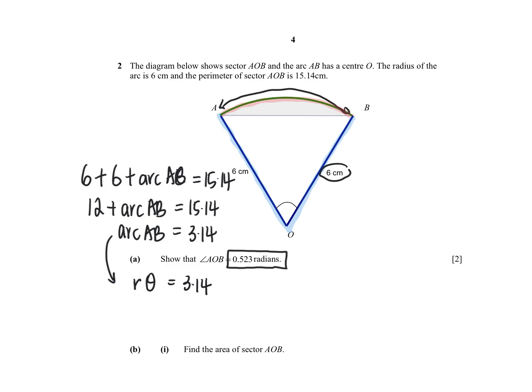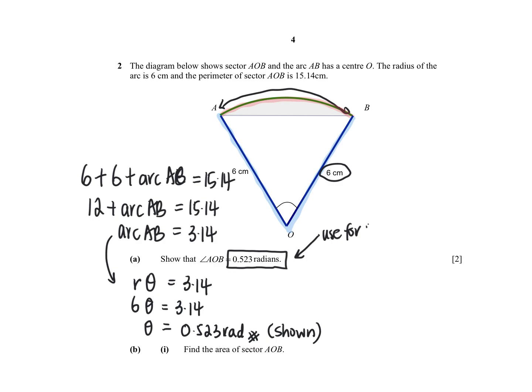You already know radius is 6. So 6 theta is 3.14. 1 theta is 3.14 divided by 6. So you get 0.523333, so 0.523 to 3SF. So they just needed you to show this. In the event that you can't show this, you can still use this for the next part.